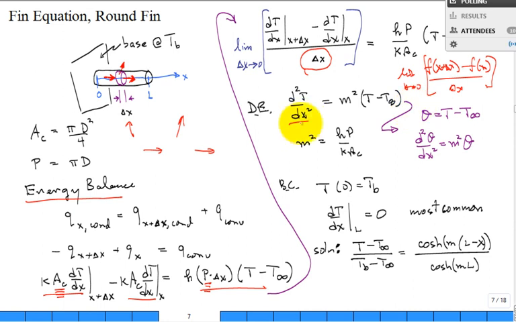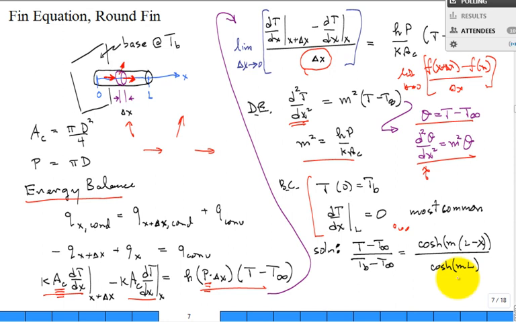So you pick up that second derivative. And then this parameter m squared is hP over kA sub c. A lot of times the book likes to write it in terms of a temperature difference, a theta temperature difference. And so here's our differential equation. I talked about how to solve it. You just guess the form. Sines and cosines won't work because you need the exponentials. And when you put it together, and there's a few steps in here with these boundary conditions, boom, boom, boom, you get your analytic temperature profile.